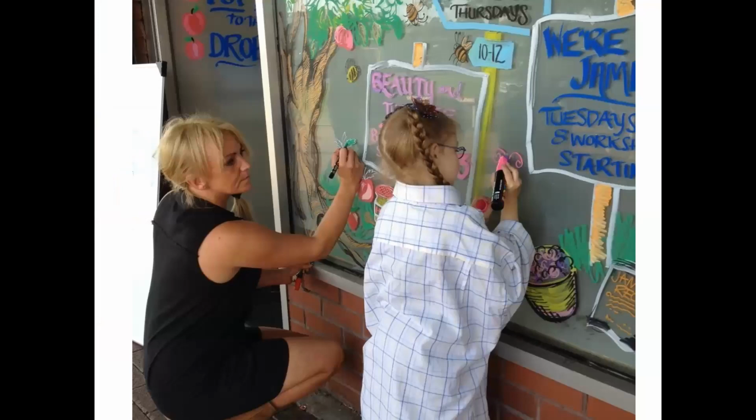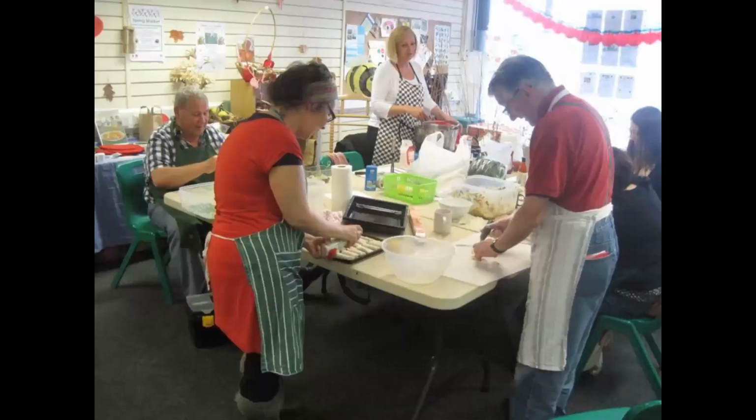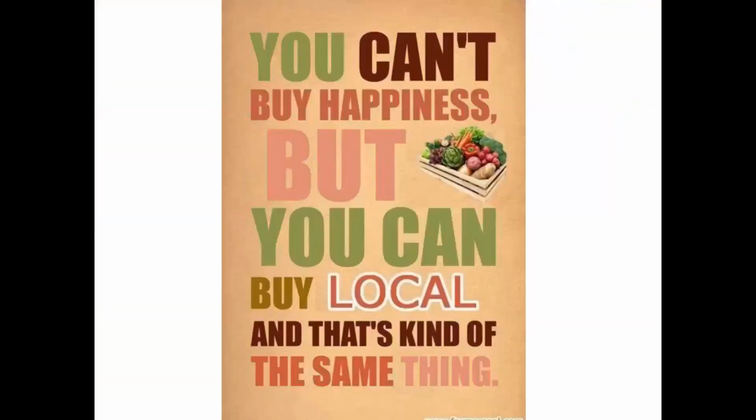So Squash, this organization, Squash Nutrition, was so good at using art to engage community, to make it attractive. And cooking, just simple processes. I love this poster. You can't buy happiness, but you can buy local. It's kind of the same thing. If we buy local, we create a strong local economy. The more we can have our own local produce, we can be generous with it. We can use it to build relationships, to support our own needs, but also support community needs.